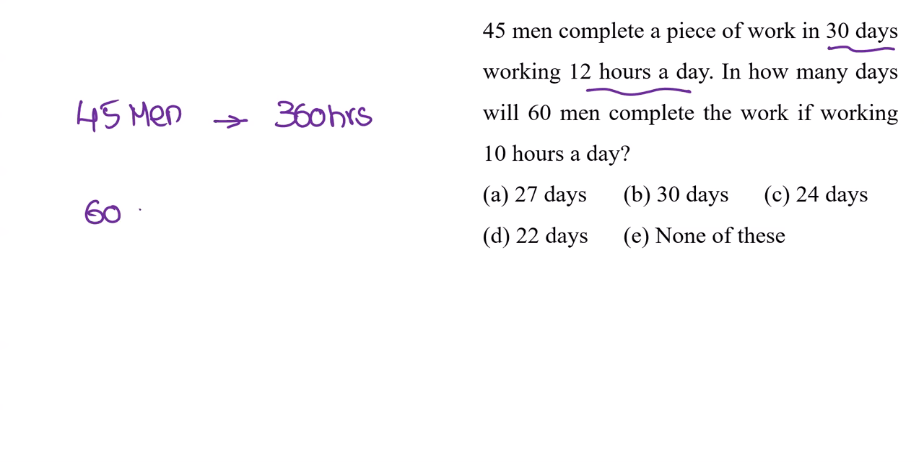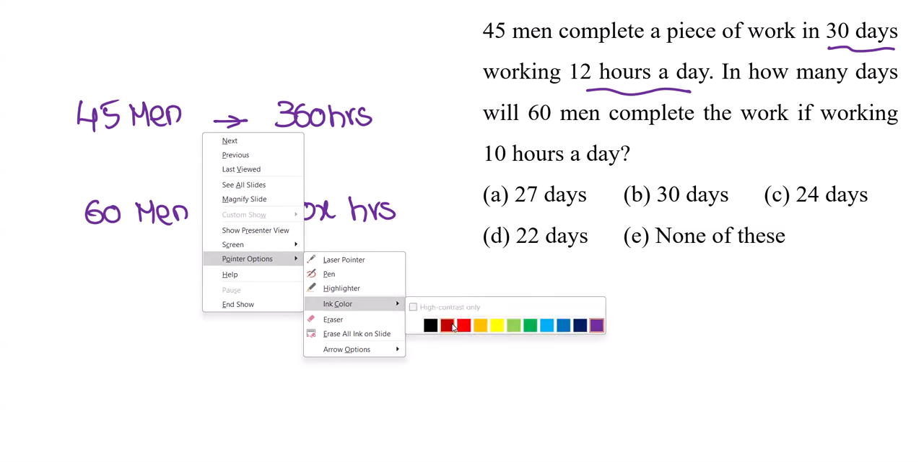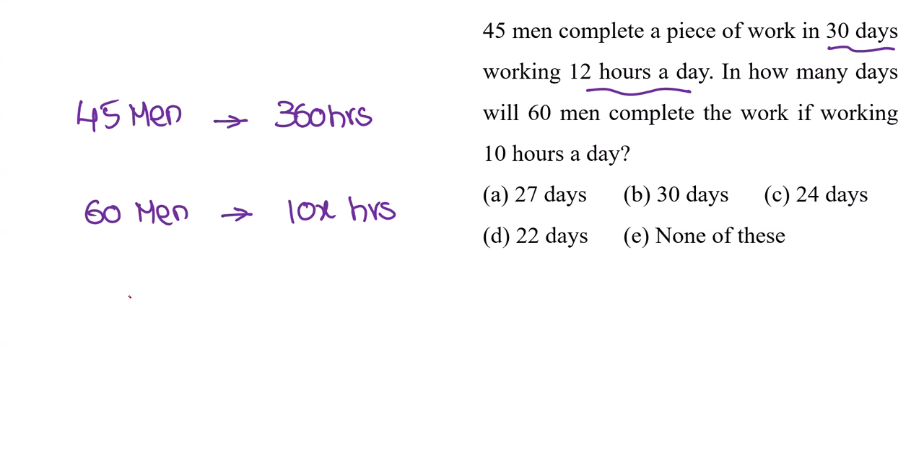Now 60 men, each day 10 hours. Let's say X days means 10x hours, right? So more people, less time taken. Here 45, here 60. This should be less time taken. Inverse proportion is required: more people, less time taken. So when this is 45 by 60, this should be 10x by 360. So why are you writing it reversed? More people, time should be less.